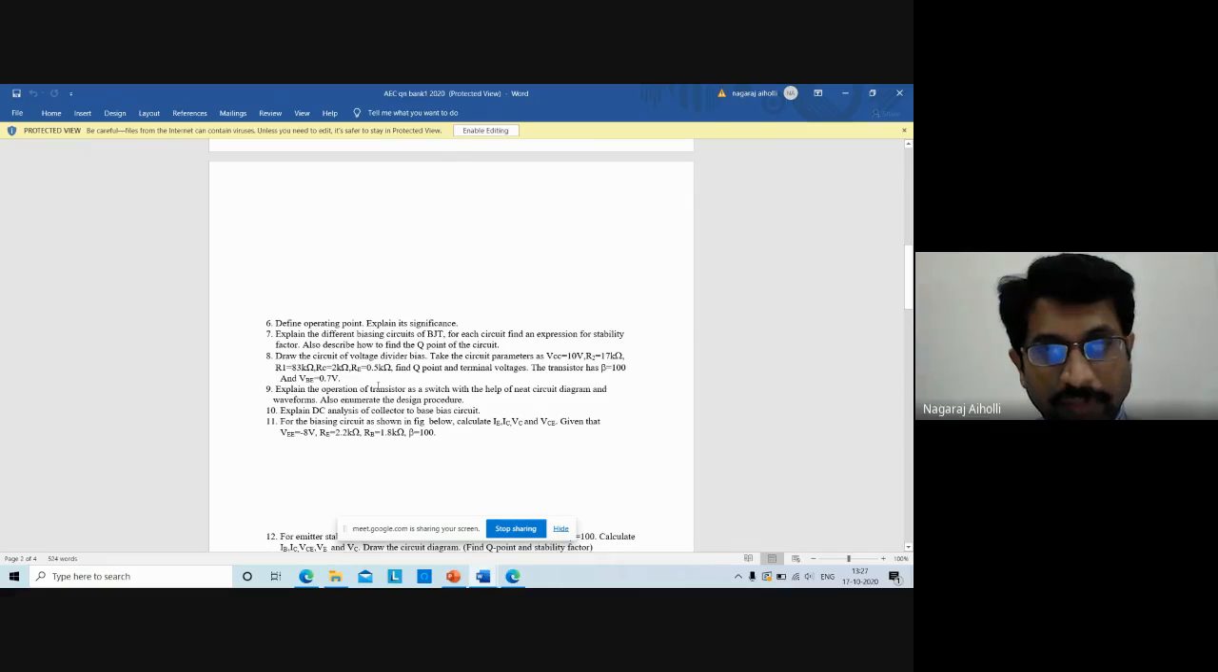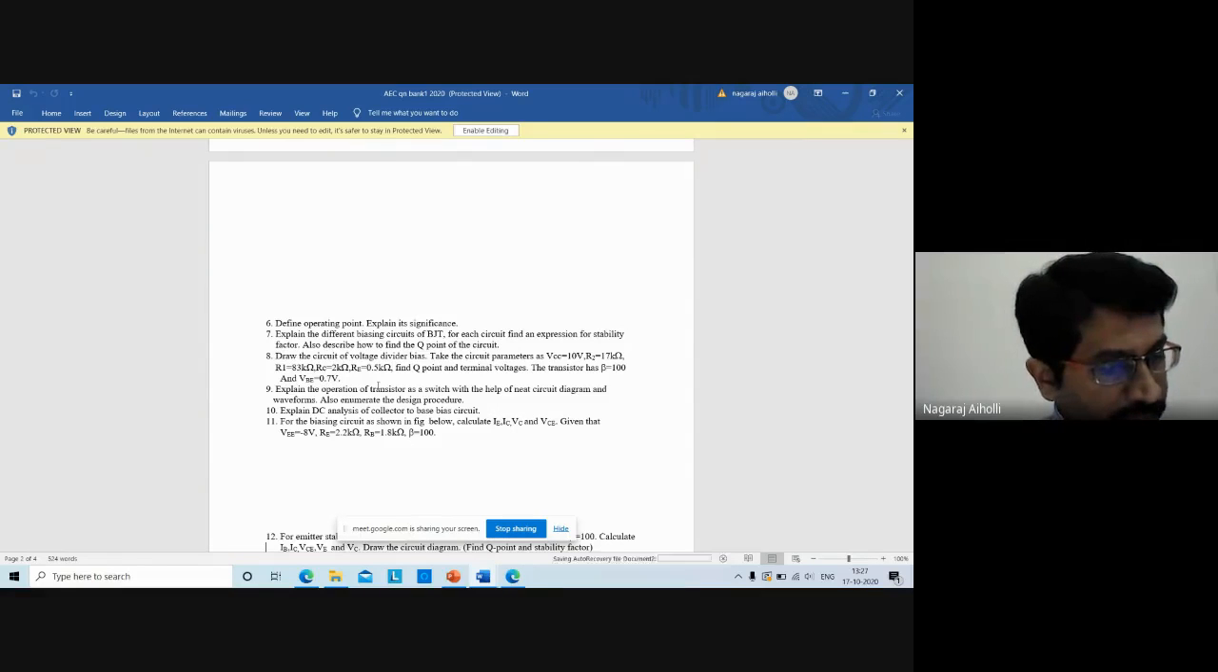What is meant by terminal voltages? Can anybody tell me? We have studied the voltage divider bias circuit. Which are the two methods we have studied? One is the exact method, another one is the approximate method. Correct? In the exact method, we are not checking that condition.